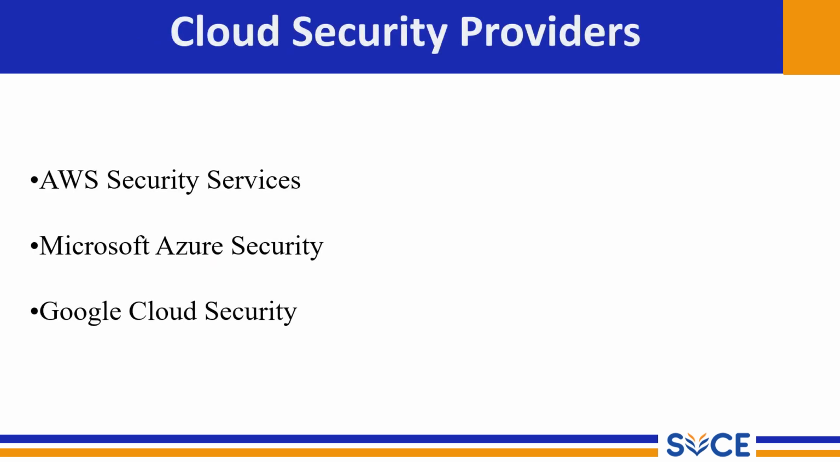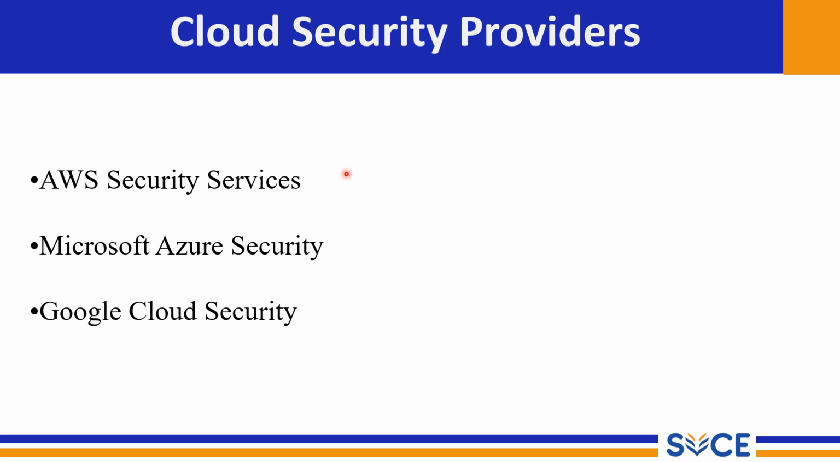And next are the cloud security providers. The first is AWS security services, the second is Microsoft Azure security, and the third is Google Cloud security. We will see them one by one.